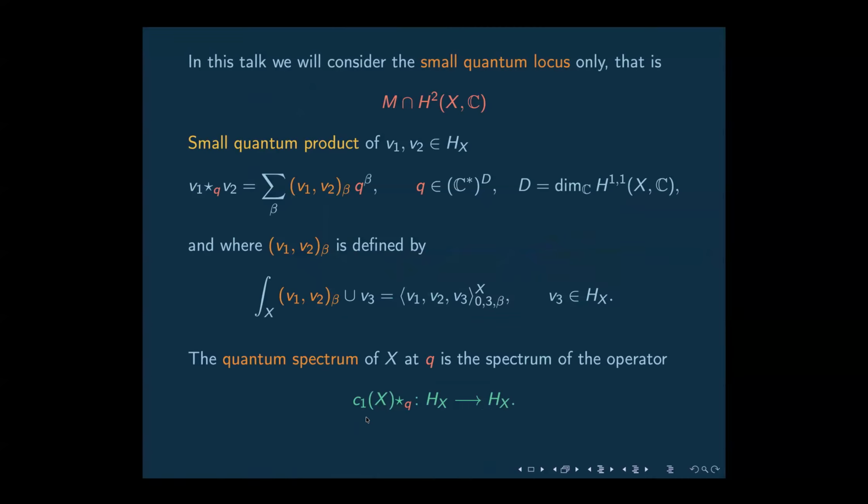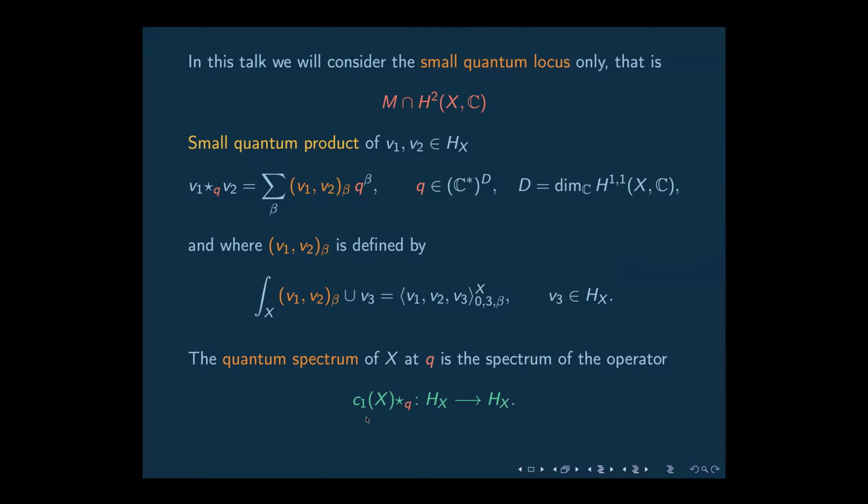Actually, in this talk, I will just consider not the big quantum cohomology, that is the whole Frobenius manifold, but I will just focus on the small quantum locus. That is to say, the family of Frobenius algebras attached to points along the H2, the second cohomology group. Well, putting everything together along such points, we have a restricted small quantum product, which has explicit expression as follows.